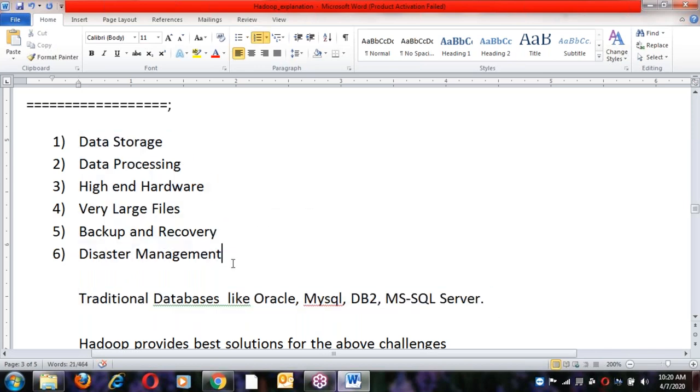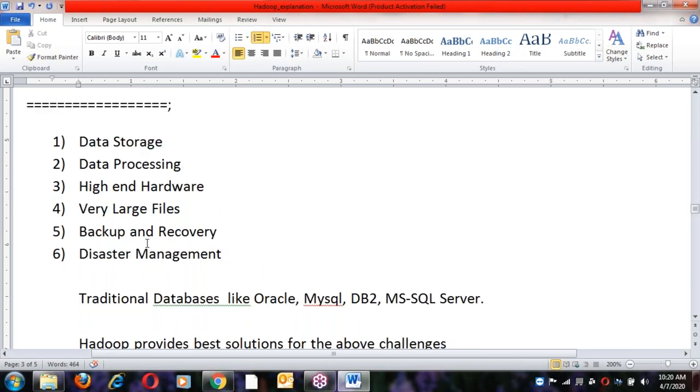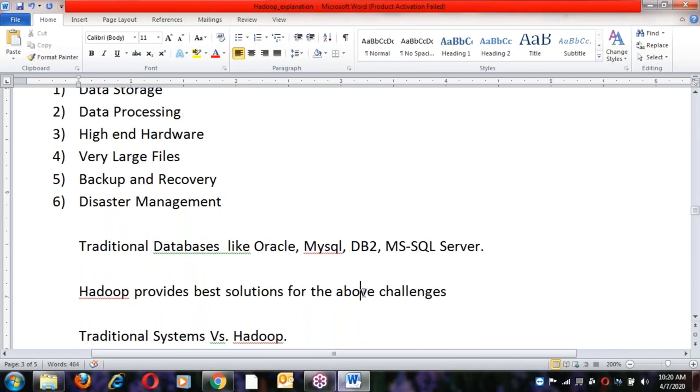So how do we face all the challenges? Which is the right technology in the market? Hadoop is the best technology. Hadoop is the right technology to face all the challenges. Hadoop provides the best solution for all the above challenges.